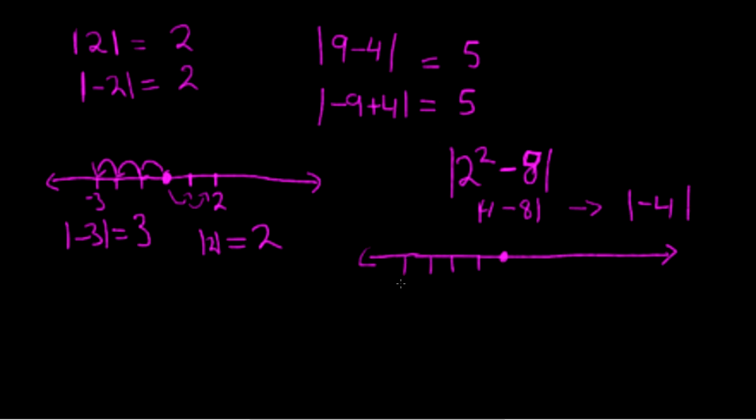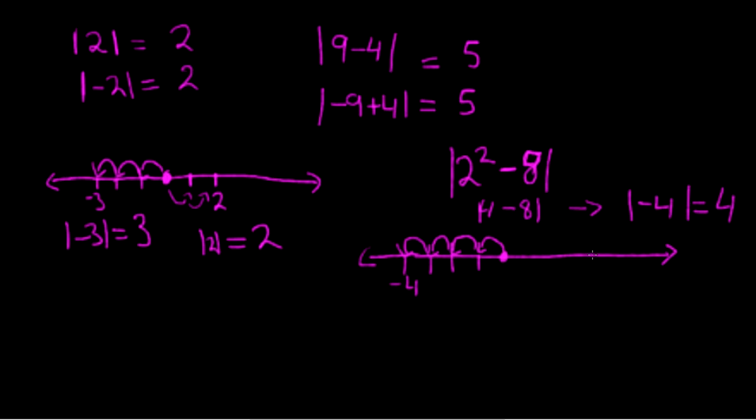Okay, so -4 is here. What is the distance between -4 and the 0 on the number line? Okay, let's count 1, 2, 3, 4. So the absolute value of -4 is +4.